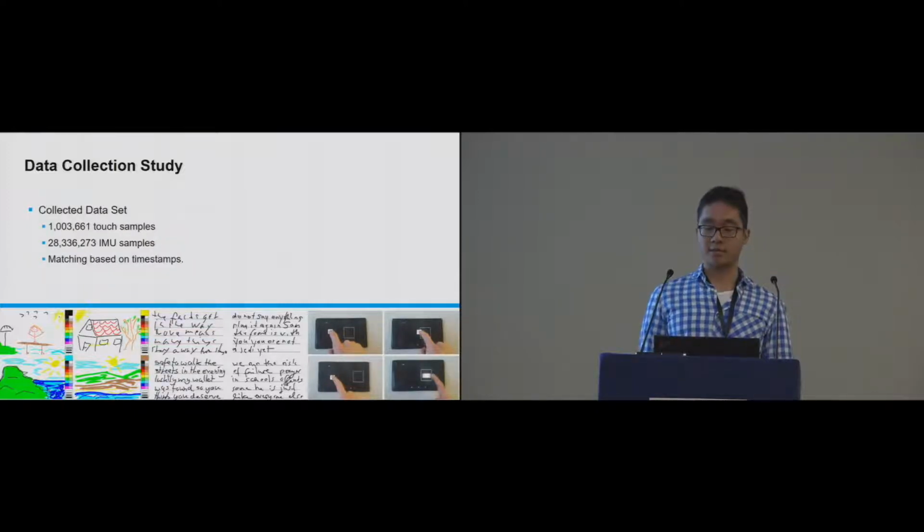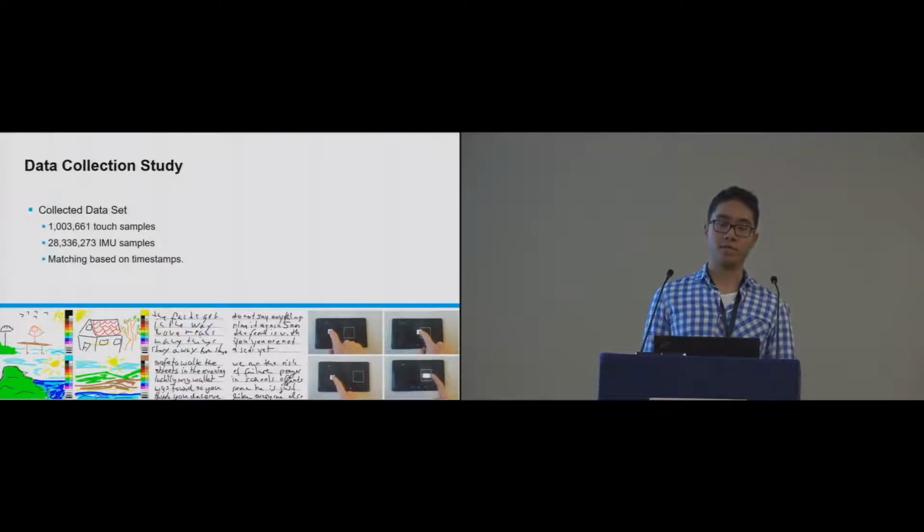So the collected dataset consists of about 1 million touch samples from the touchscreen and about 28 million samples collected from the IMUs. For each touch sample that we collected from a touchscreen, we matched the corresponding IMU samples by using the timestamps as the matching criteria.